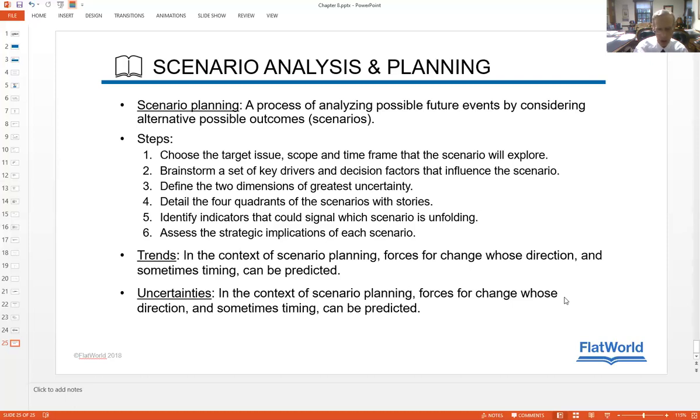But where scenario forecasting and contingency planning really pays off is when we deal with these variables that have a broader range of possibilities, greater uncertainty.